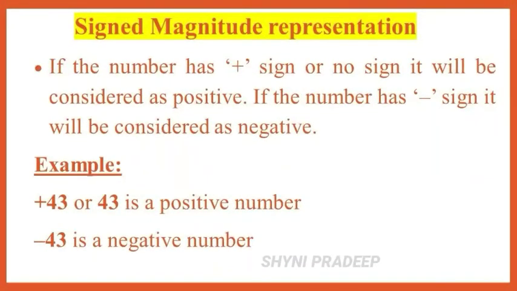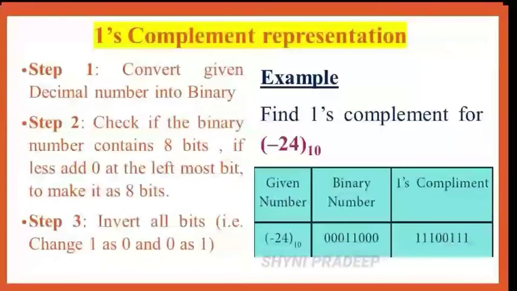First, let us see signed magnitude representation. If the number has a plus sign or no sign, it will be considered positive. If the number has a minus sign, it will be considered negative. Okay. See this example. Plus 43 or 43 is a positive number. Minus 43 is a negative number. Okay. 1's complement representation. This representation is used for signed numbers.